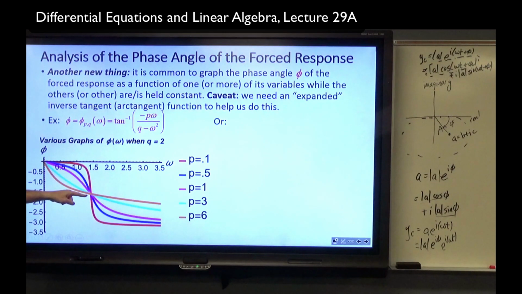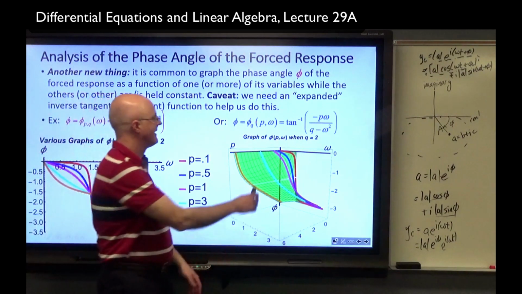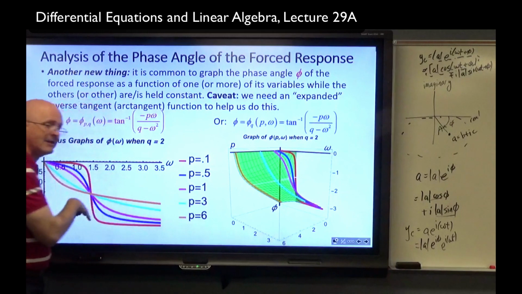They all do seem to go through this point. The second coordinate of that point is actually negative pi over 2, negative 90 degrees. What's the first point? Is it possibly square root of q? Looks like it might be. It's close to 1.4. And likewise, we could also graph as a function of p and omega, a three-dimensional graph that looks like this. And once again, I've sliced the graph at different values of p to match these graphs.